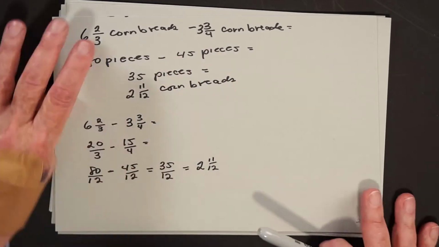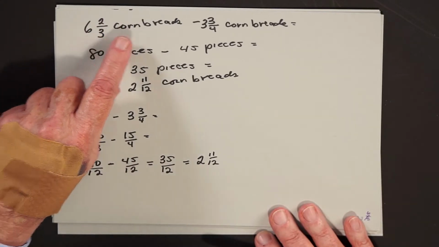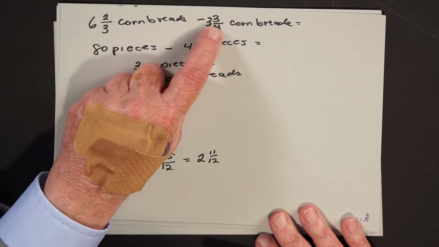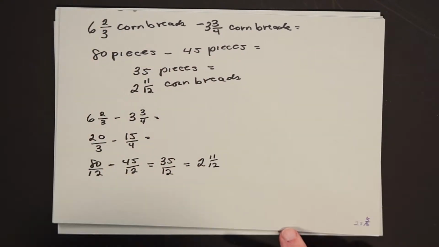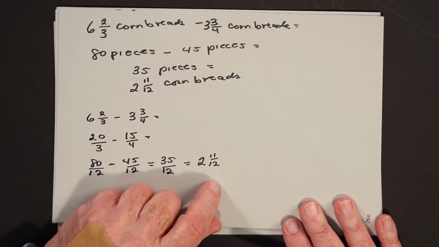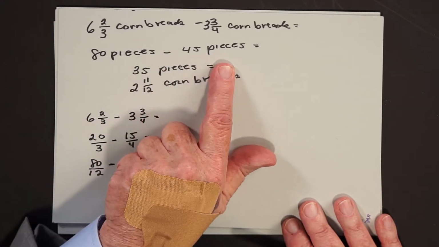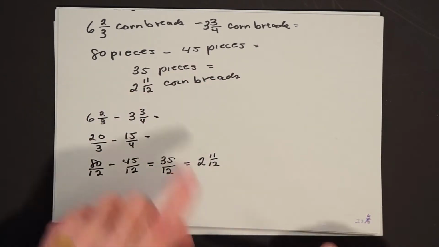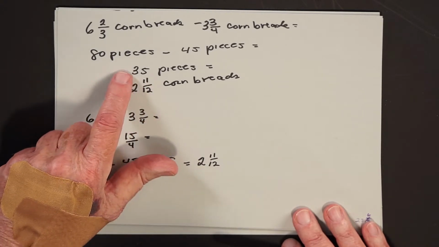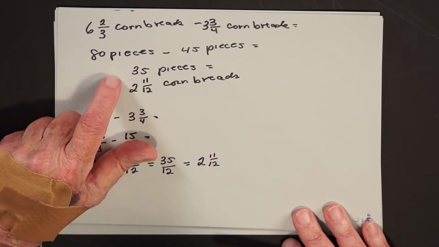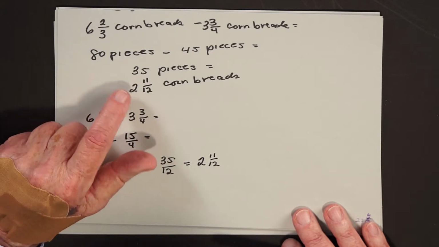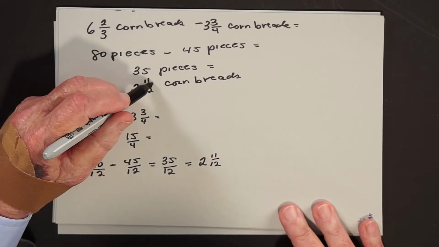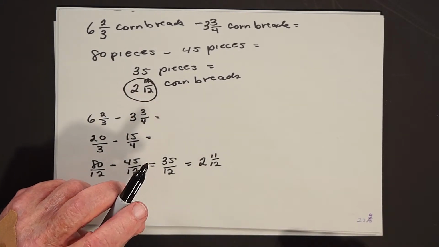Well, in terms of the cornbread model, nothing has changed. 6 2/3 cornbreads are still the same 80 pieces. And the 3 3/4 cornbreads, okay, they're still 45 pieces. And 80 pieces minus 45 pieces is 35 pieces. But it takes 12 pieces to make the cornbread. So to convert 35 pieces into cornbreads, I have to divide 35 by 12. Well, 12 goes into 35 twice with a remainder of 11, so the answer would be 2 and 11/12.